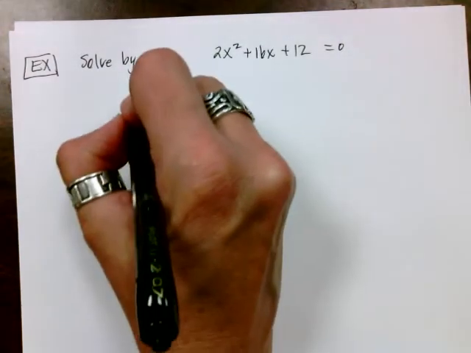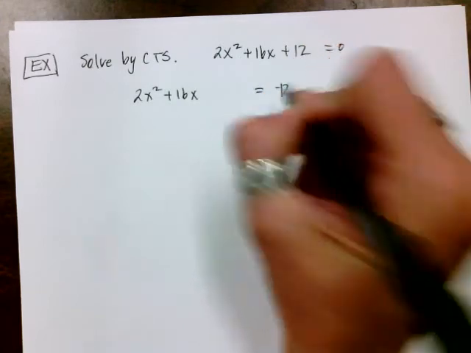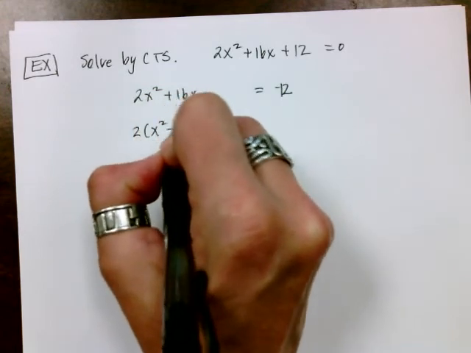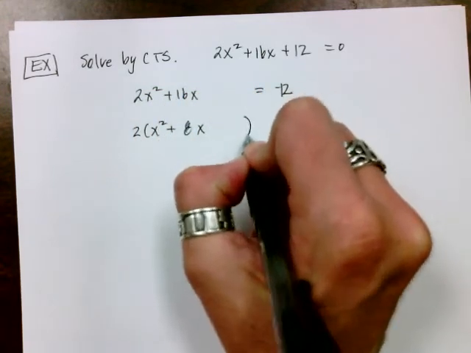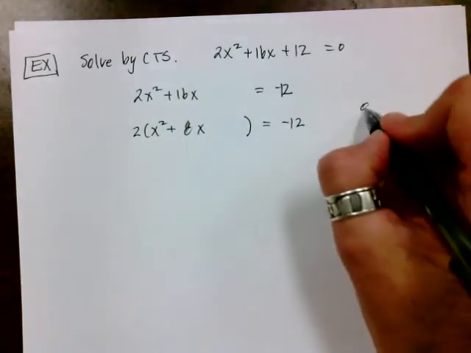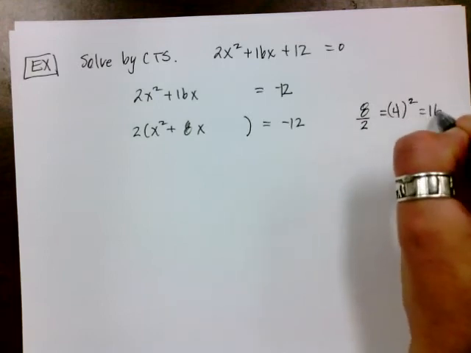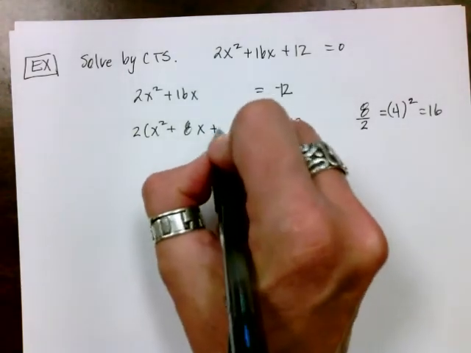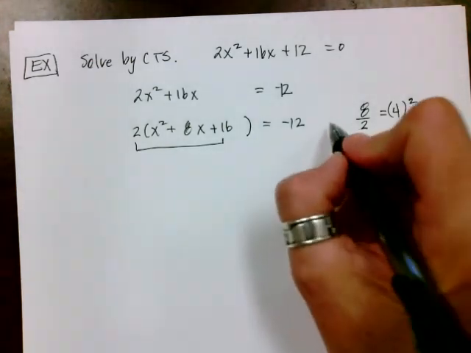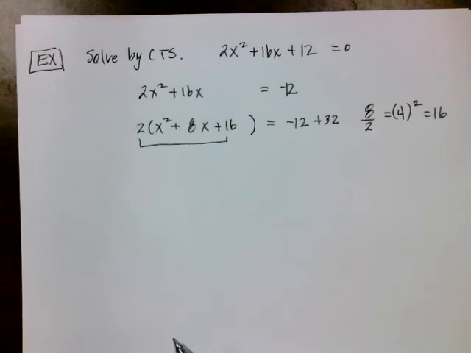First I'm going to move the 12, and I have 2x squared plus 16x is equal to a negative 12. I'm going to factor the 2 out, and I get x squared plus 8x, I'm going to leave some space, is a negative 12. Half of 8, divided by 2, is 4, and 4 squared is going to be 16. So in here I'm going to add 16, but remember I have to distribute that, and so now I'm going to add 32 because 16 times 2 is 32 to the other side.